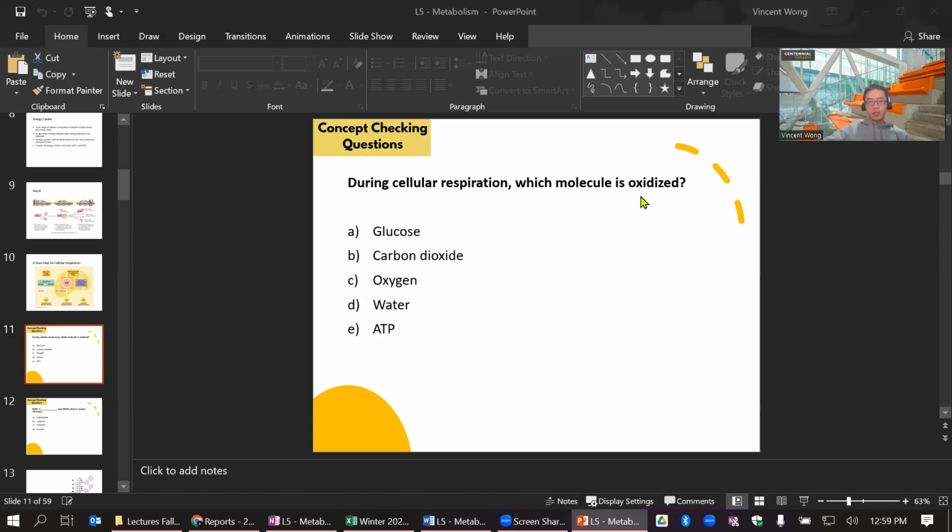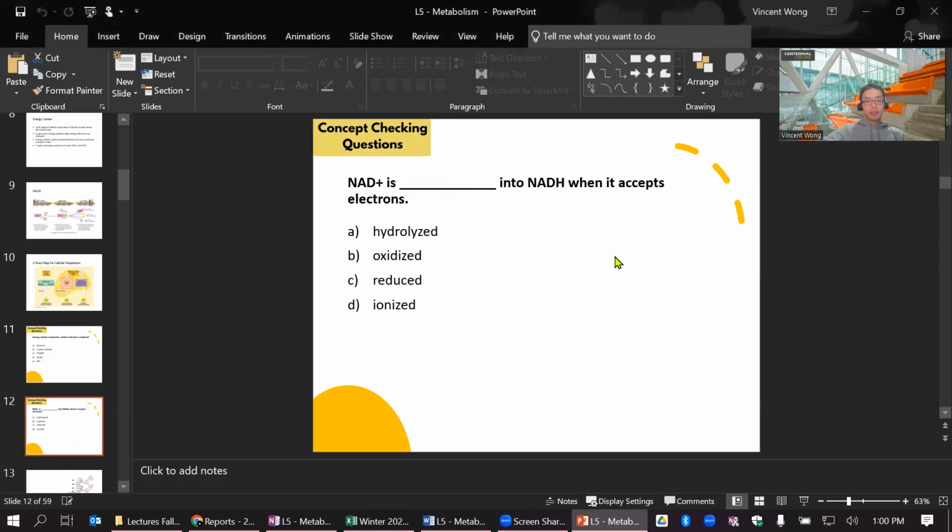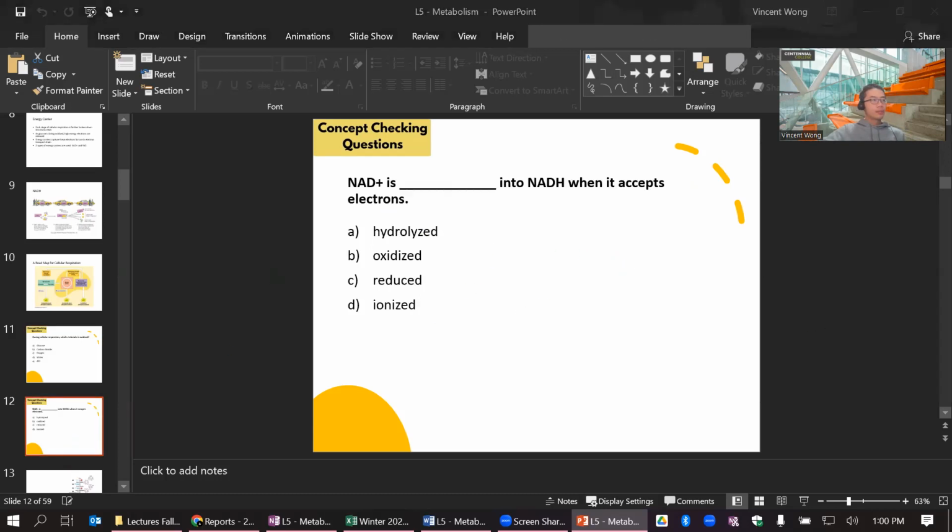In cellular respiration, the molecule that is being oxidized is the glucose. Okay, the glucose will be oxidized into carbon dioxide, right? Okay, let's take a look at this next one here.